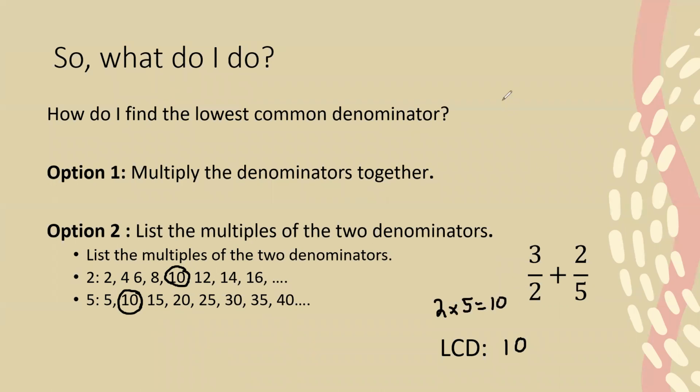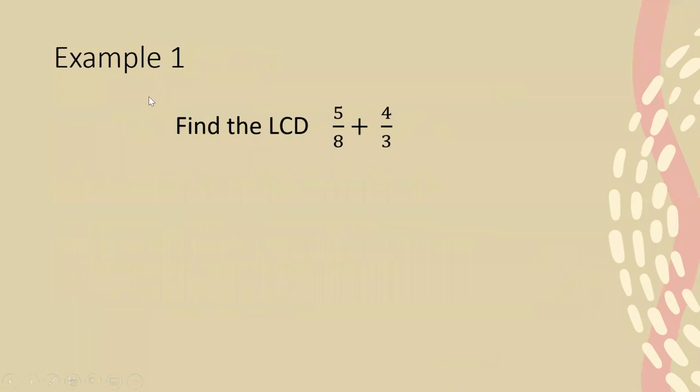Okay, let's continue to some examples. So here we're going to find the LCD of 5/8 plus 4/3. Using method 1, we would simply multiply 8 times 3, and our LCD would be 24.